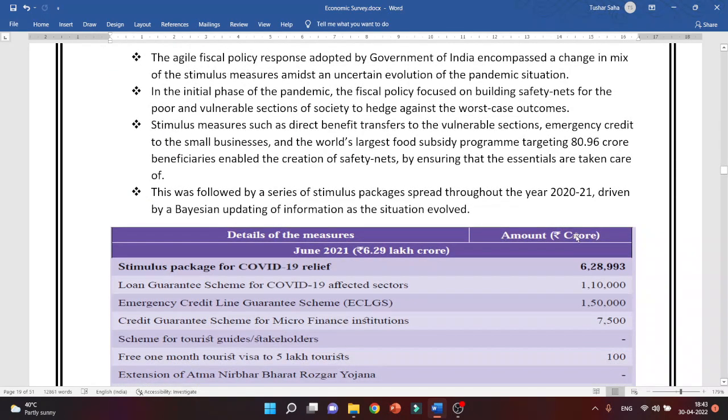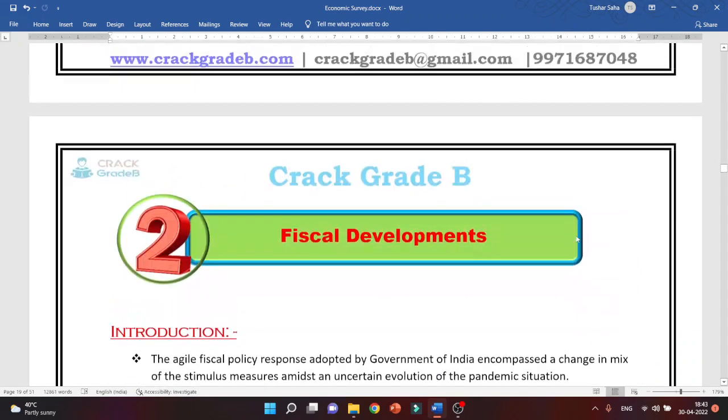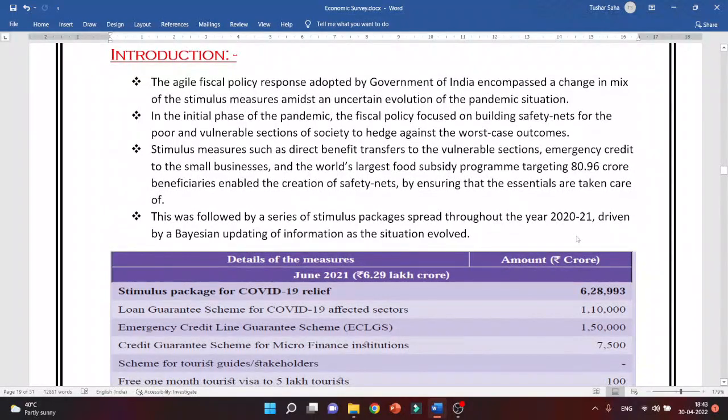So what we can see in fiscal development is that the government has given 80.96 crore beneficiaries emergency credit, the world's largest food subsidy program. So this is the quantum of benefits that was given by the central government.